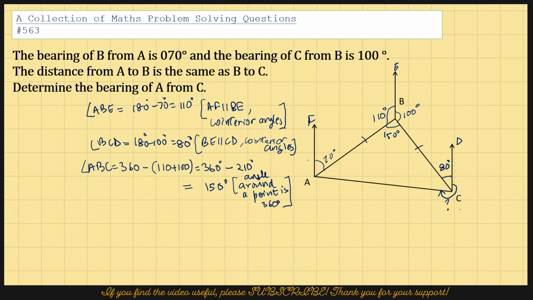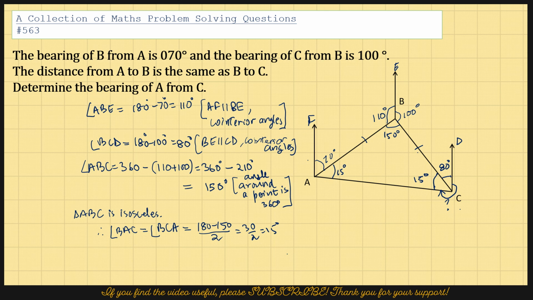So now triangle ABC is isosceles, and therefore angle BAC equals angle BCA, and that would equal 180 minus 150 divided by 2, and that is 30 divided by 2, which is 15 degrees. So this is 15 degrees, and this angle would also be 15 degrees.